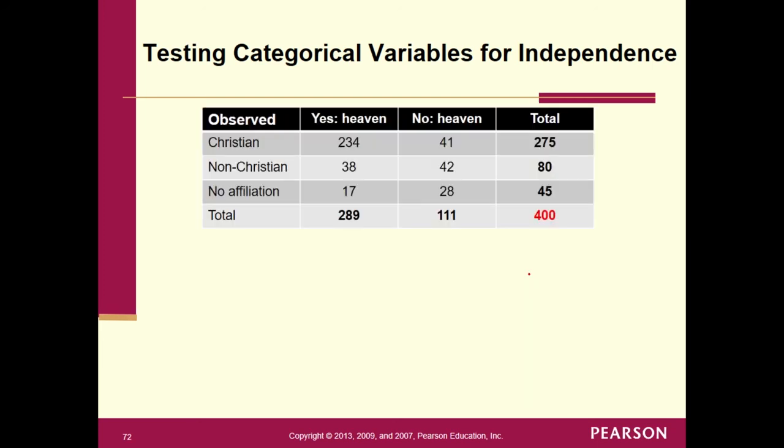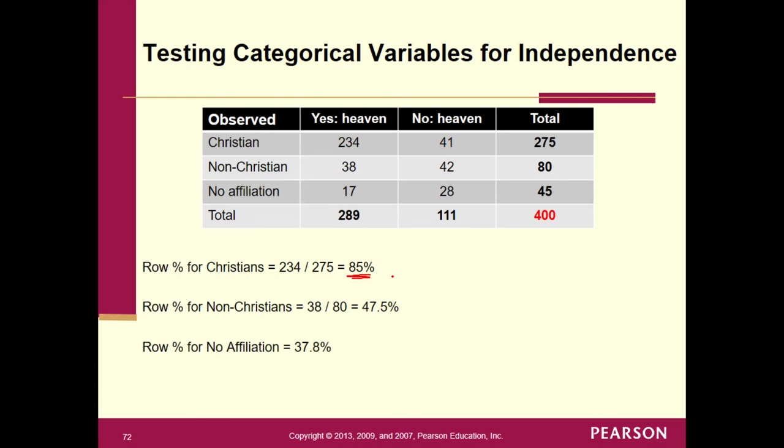So here's the actual data. This is the observed. Let's look at the row percentages for Christians. I took 234 and divided by 275, and rounded to the whole percentage, 85%. Look at the row percentage for the non-Christians. It turned out to be 47.5%. And then the row percentage for no affiliation turned out to be 37.8%. So notice how big of a difference there is between these groups. The bigger the difference, the bigger the separation, the bigger the test stat, the smaller the p-value.